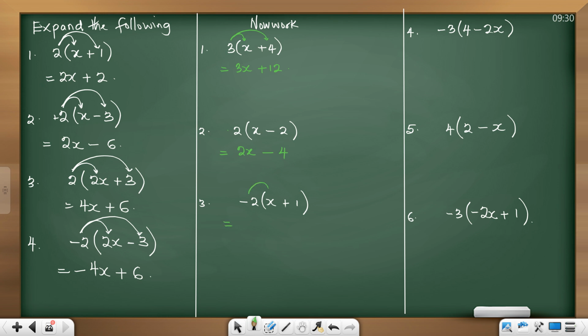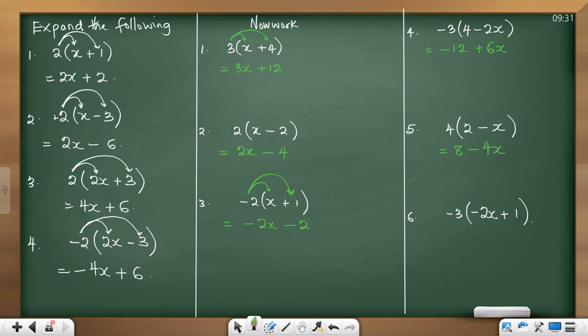Next one. Now, don't forget it's a negative. Negative 2 times x would be a negative 2x. Negative 2 times positive would be a negative 2. Number 4. A negative 3 times a positive 4 would be a negative 12. Now, negative times negative would be a positive, and 3 times 2x would be what? 6x. Positive 4 outside times 2 would give us 8. But a positive times a negative inside, negative 4 times x, is negative 4x. The signs first, and then the numbers.